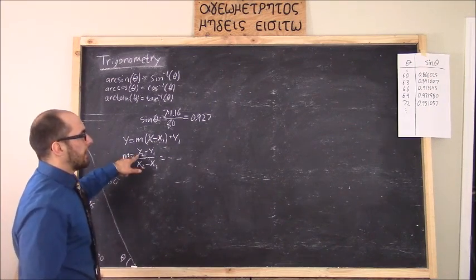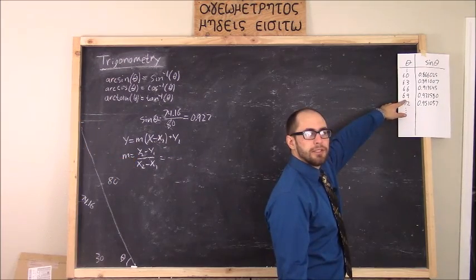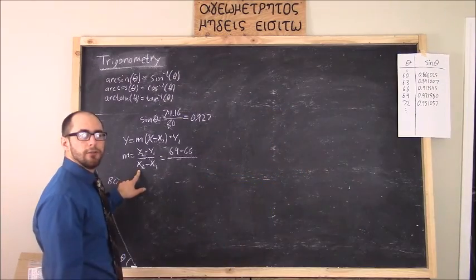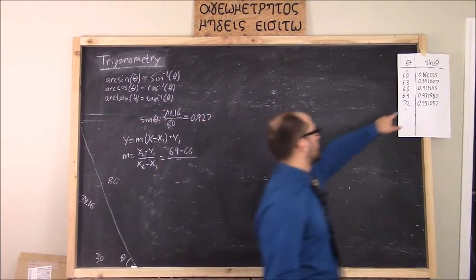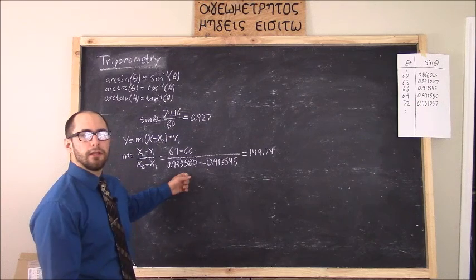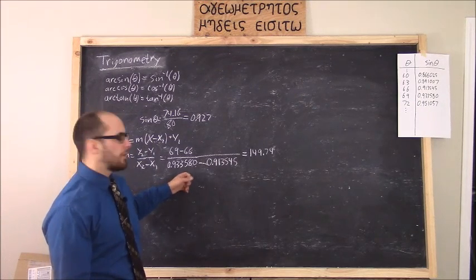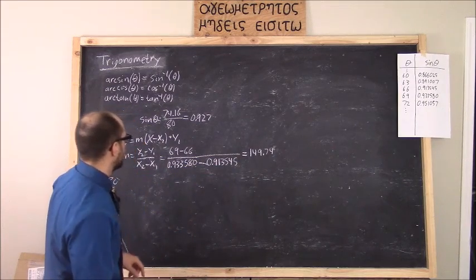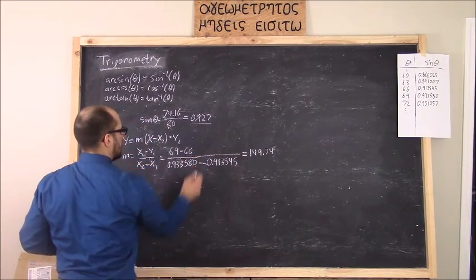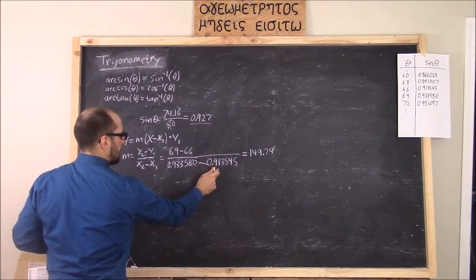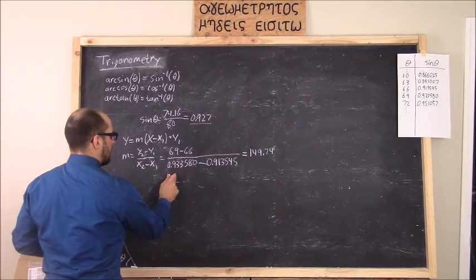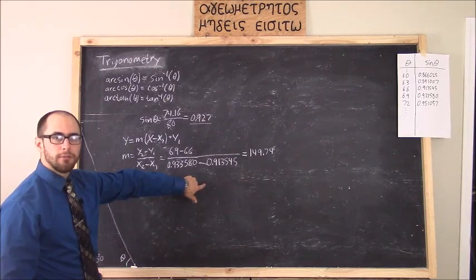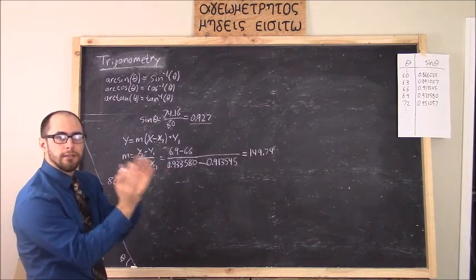I'll plug in my values. y2 is 69, y1 is 66. x2 corresponds to those values here. So by plugging the numbers into my calculator, I come up with 149.74. Notice 0.927 is between 0.913 and 0.933. That is why I chose those two numbers. I have to bound it in the interval.